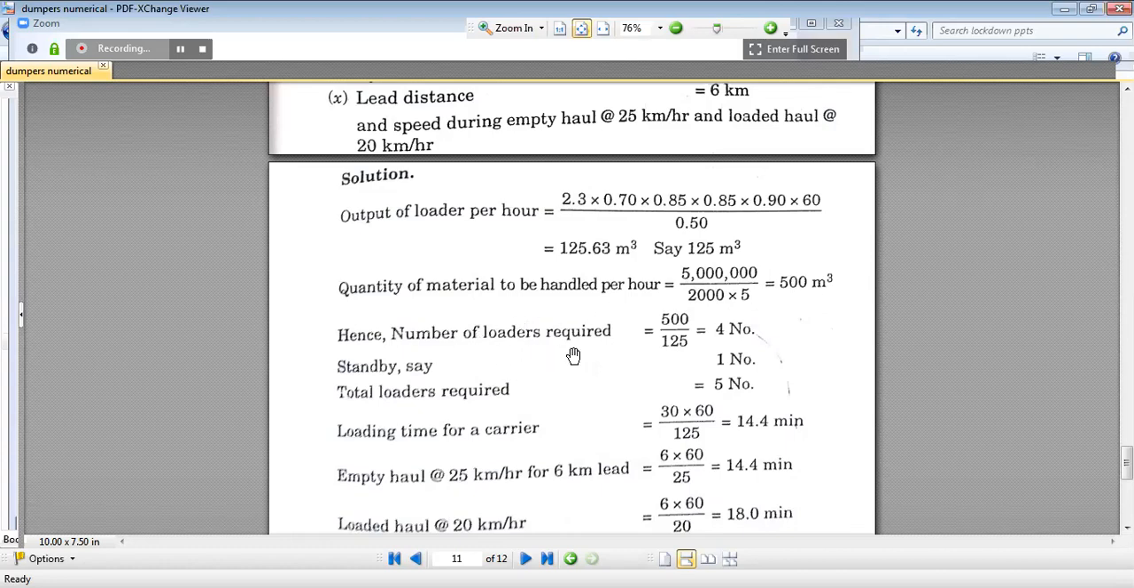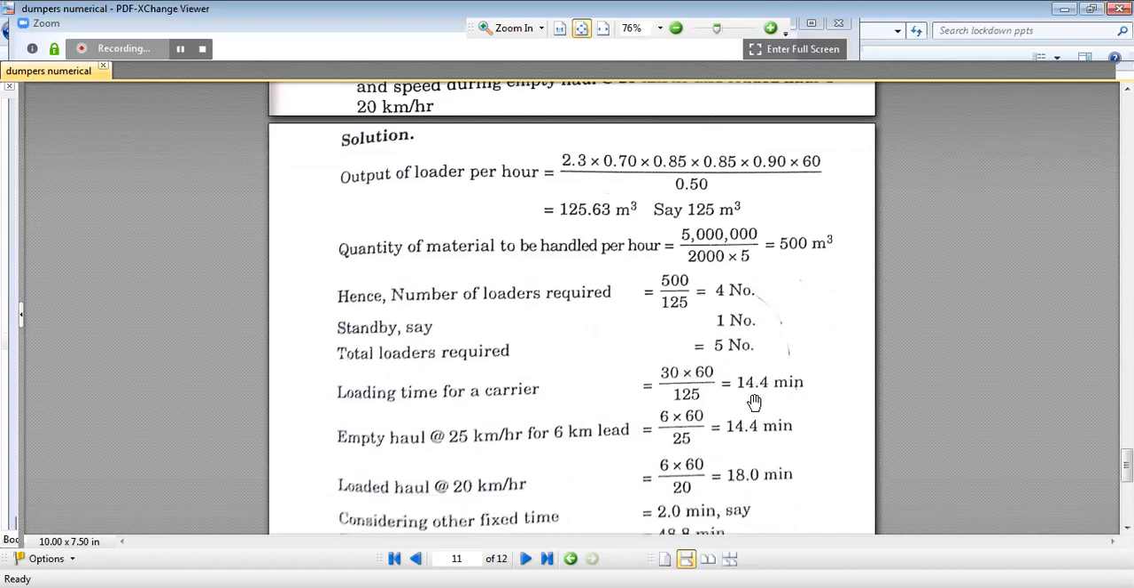Therefore, number of loaders required: in 1 hour I am supposed to load 500 cubic meter of the soil, and the loading capacity of each loader is 125. Therefore, four loaders are required. Always go with one standby, that is maybe 10% of 4, which is 0.4. It cannot be a fraction here, so one number. So total loaders required are 5 numbers.